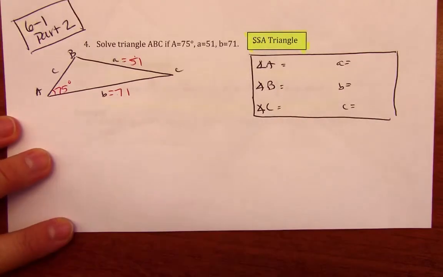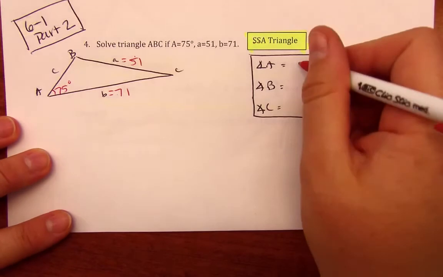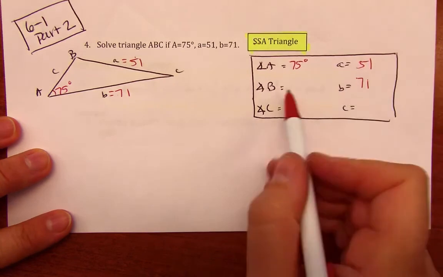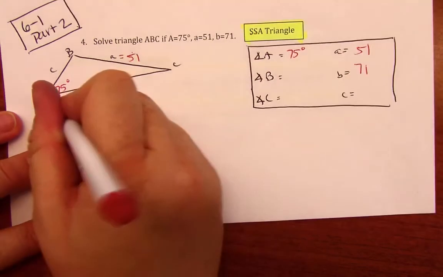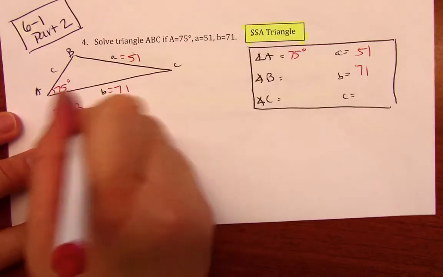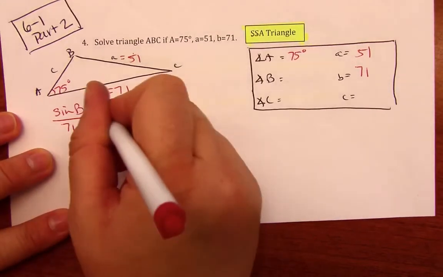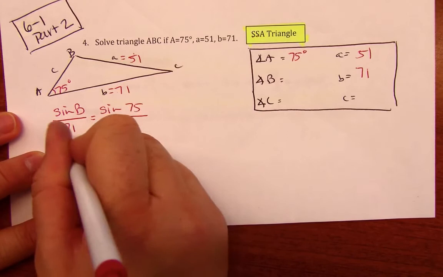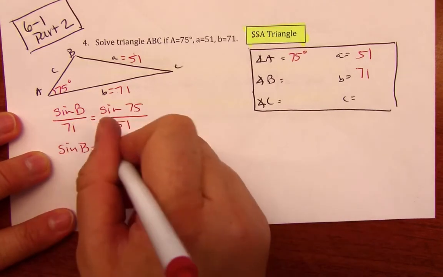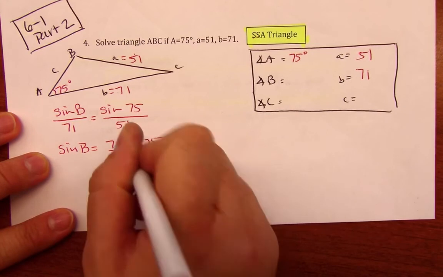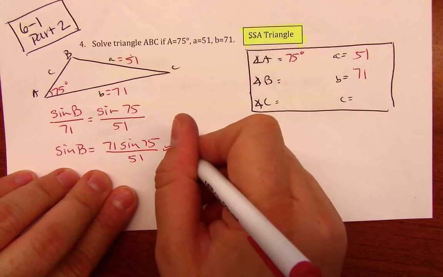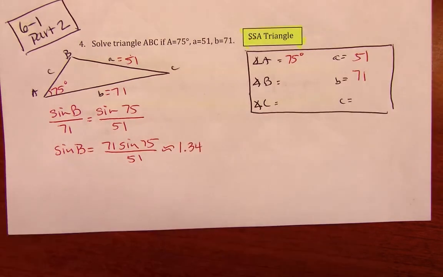Now, I'm going to go ahead and solve here. Let's set up what we already know. We know this is 75 degrees, we know this is 51, and we know this is 71. So again, we have to solve for that angle B. So sine of angle B over side B, which is 71, equals sine of angle A, which is 75, over side A, which is 51. Sine of B is going to be 71 sine 75 over 51, which gives us, when we plug in our calculator, about 1.34.